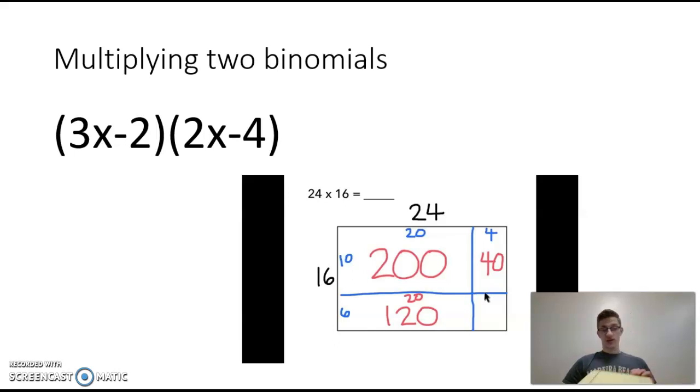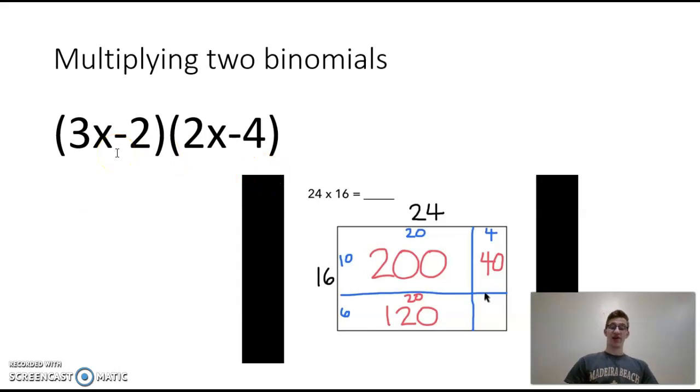And I used the array model here as well. So you can do the 3x minus 2 up top, and then the 2x minus 4 down the side. And then you can see x times x, well, that gets an x squared. And from there, we were able to solve, and the student was able to see that clear visual.